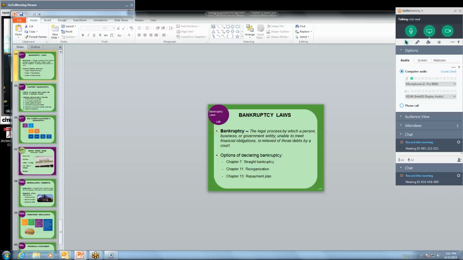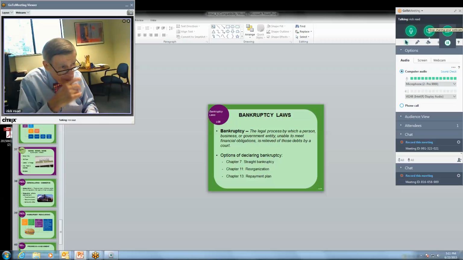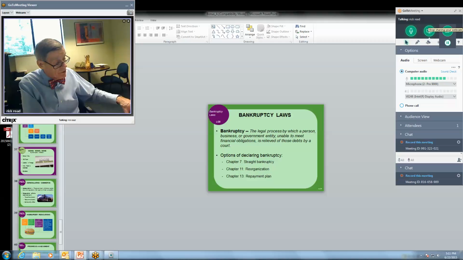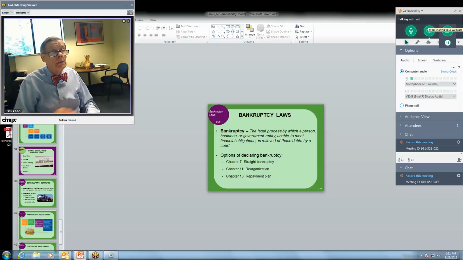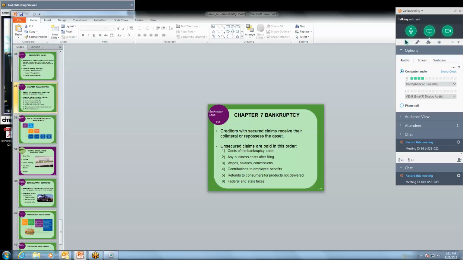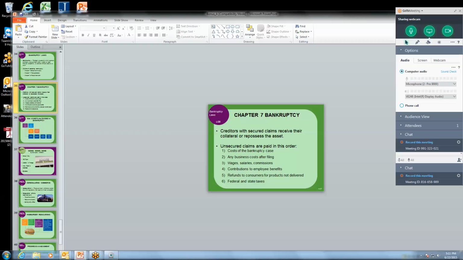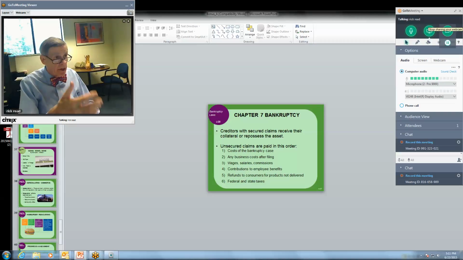These are bankruptcy laws. Well, they're not laws. This slide talks about bankruptcy. There's three types. There's Chapter 7, which is straight bankruptcy, usually filed by individuals. Chapter 11, a reorganization plan filed by businesses, and then Chapter 13, a repayment plan also filed by businesses. Now, when businesses do that, either Chapter 11 or Chapter 13, first of all, it goes to a judge, but they have to get approval from their creditors.